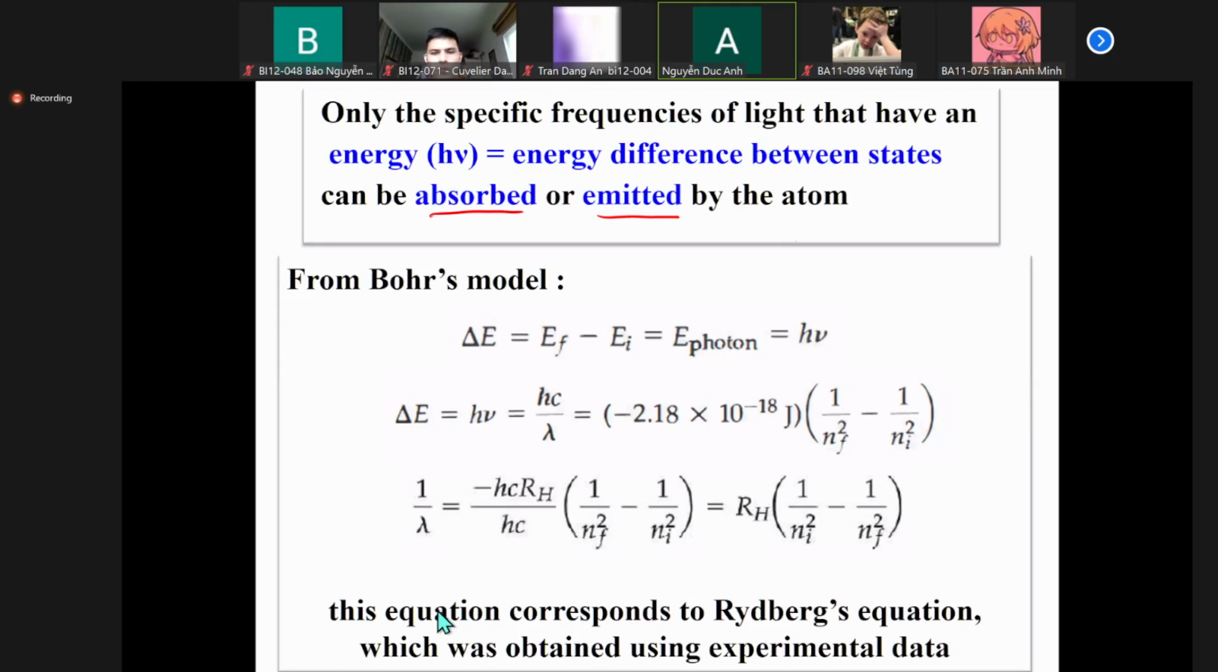So from the Bohr model we can calculate the energy difference between the states, which has the same expression as the Rydberg equation. In that case, from the Bohr model we can demonstrate the Rydberg equation.